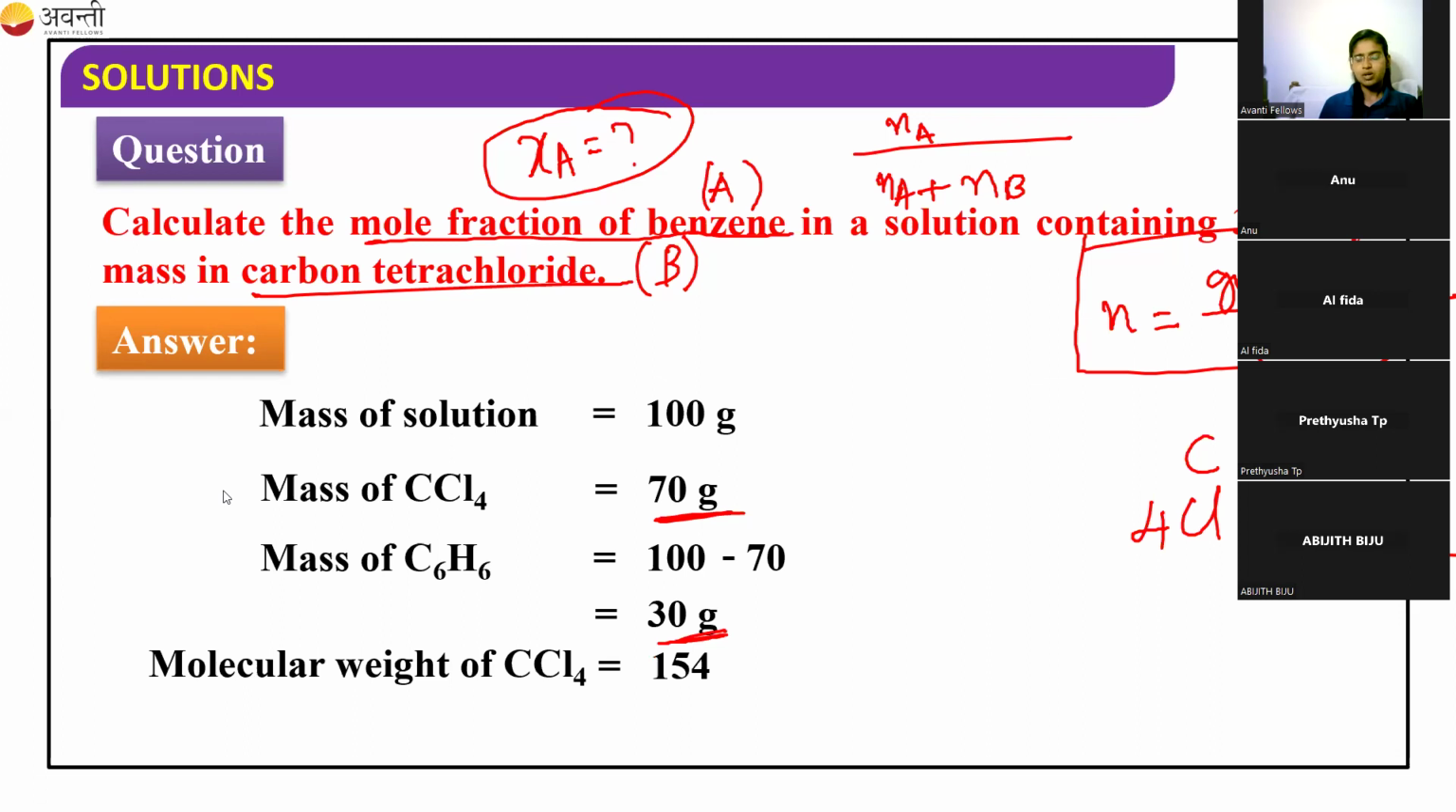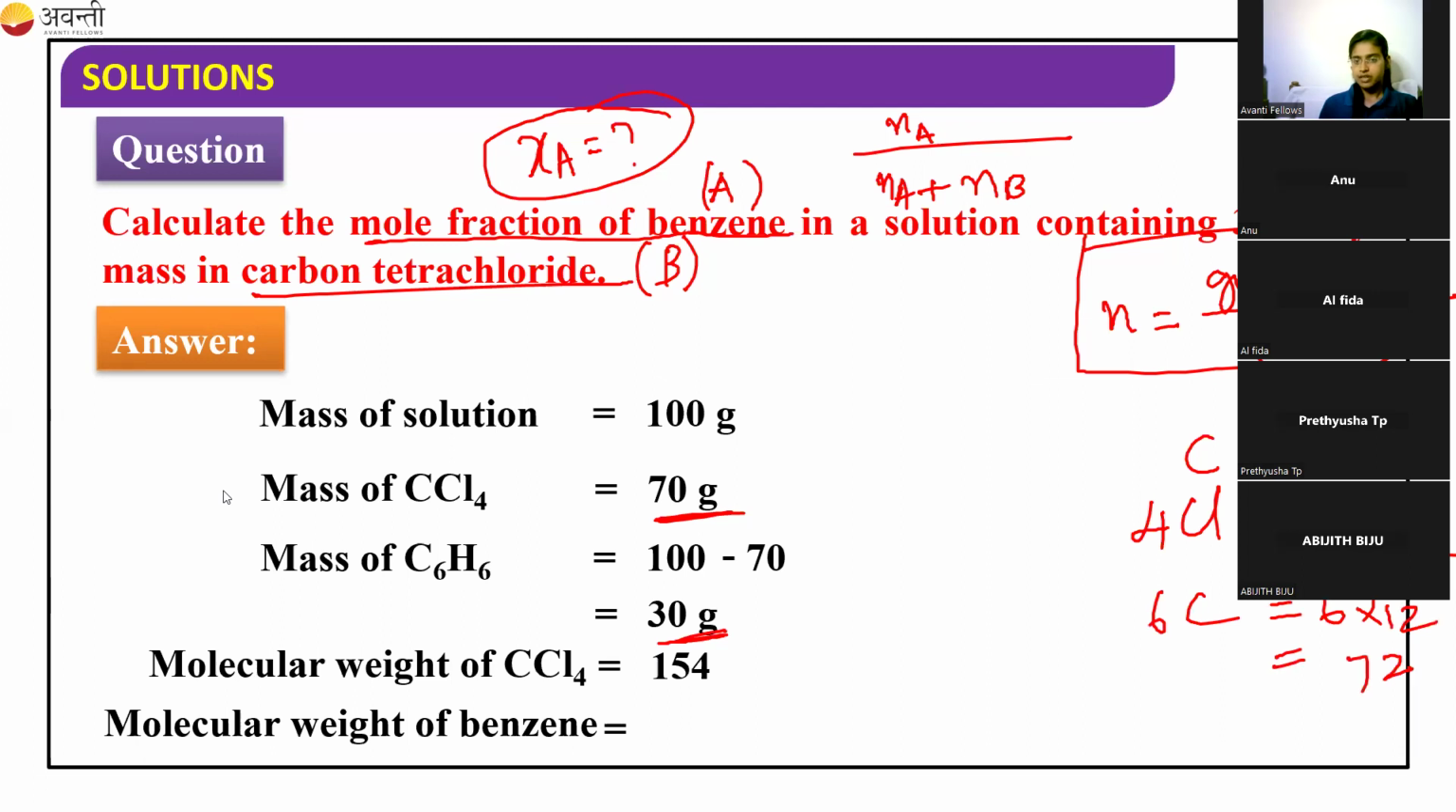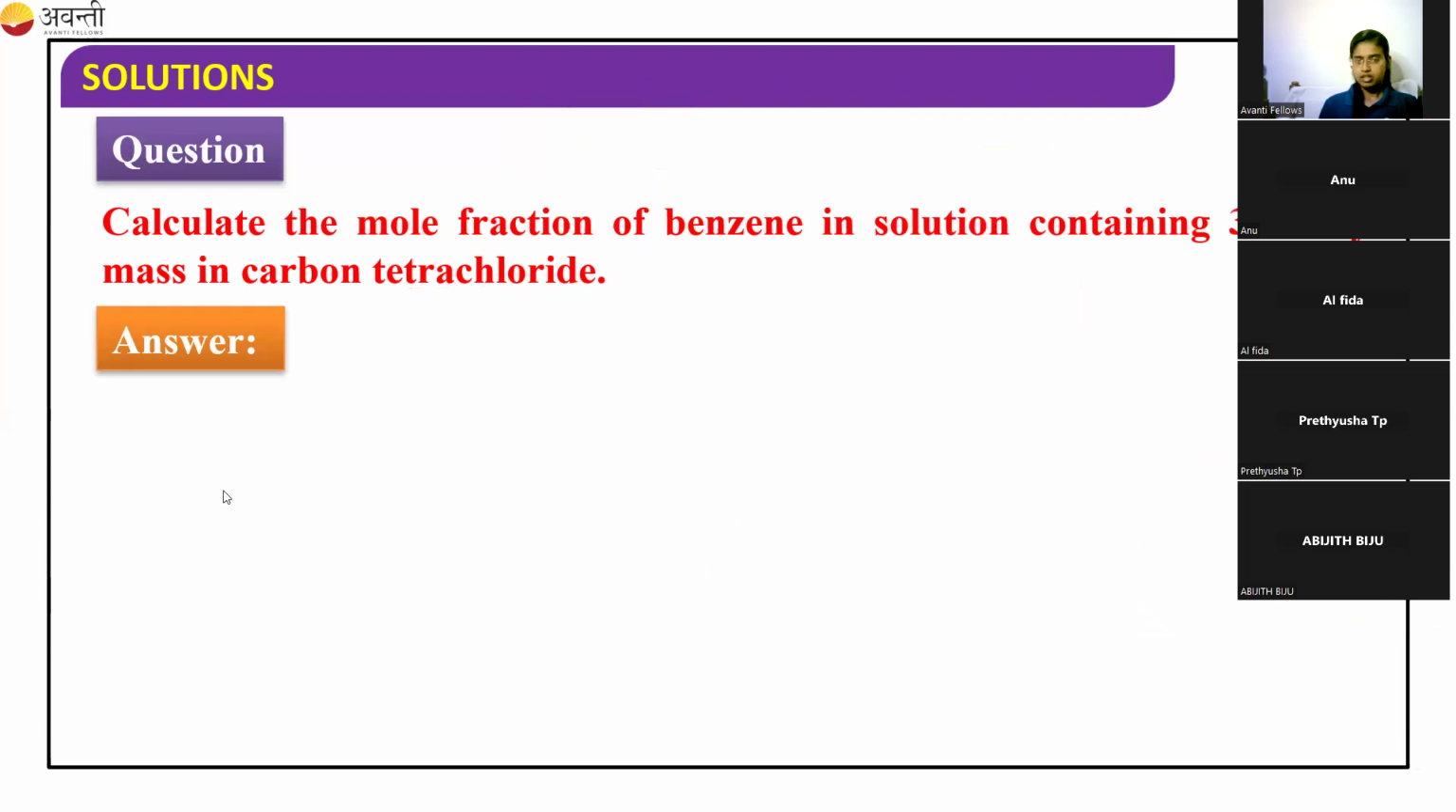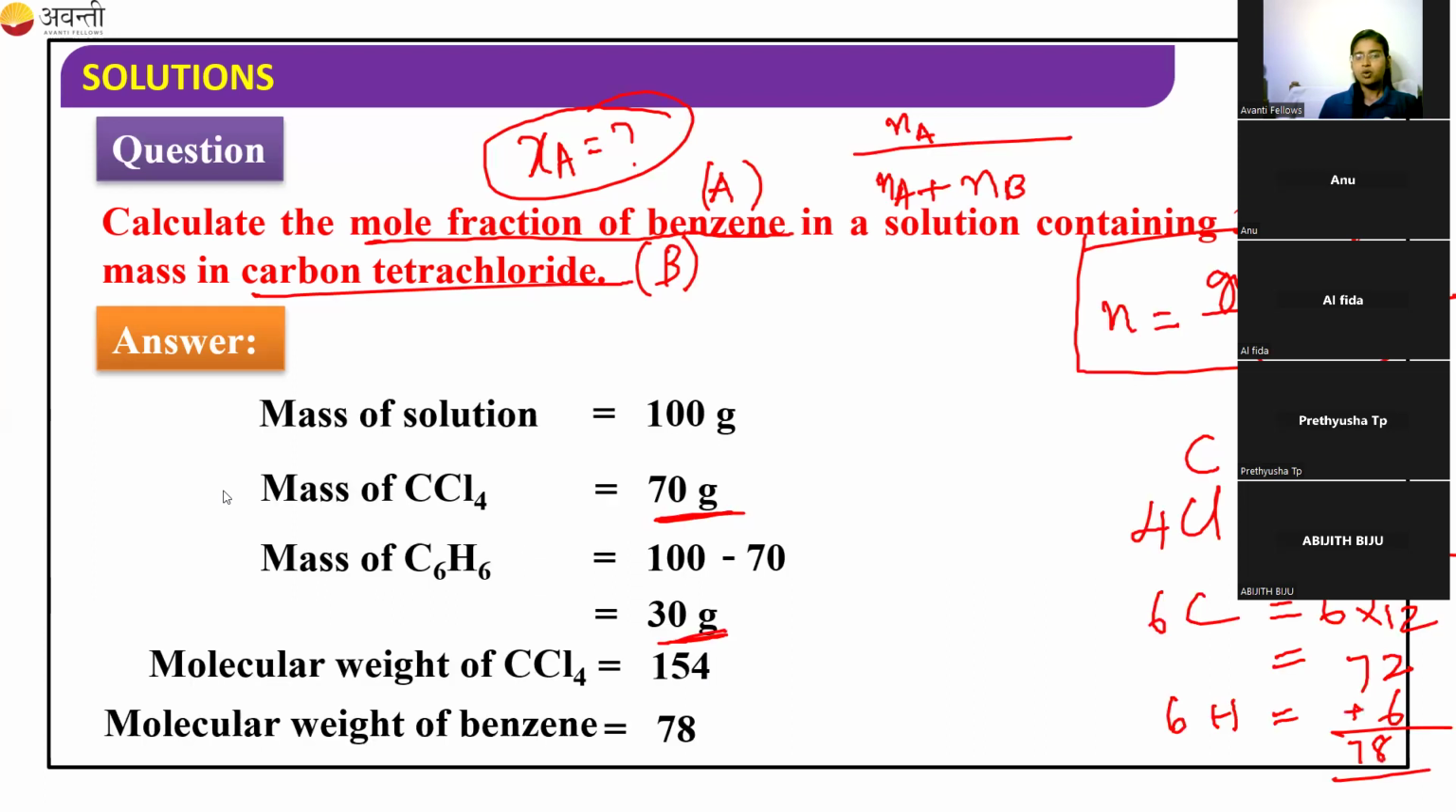Now coming to the molecular weight of benzene. We have 6 carbon in benzene, so 6 into 12, 72 is the mass of carbon. And also we have 6 hydrogen. For each hydrogen, the atomic mass is 1, so 6 into 1 is 6. So 72 plus 6 will be 78. So 78 is the molecular weight of benzene. So I have both the molecular mass values as well as the given mass values, so we can directly substitute.